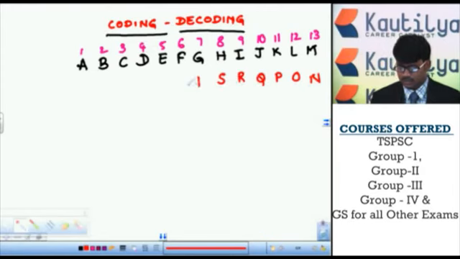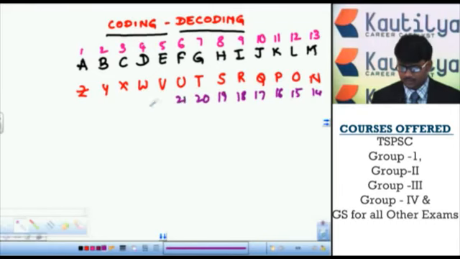Q, S, T, U, V, W, X, Y, Z. These are the second half of the alphabet, and we write them from right to left. Then we give the places for those letters: N for 14, O for 15, P for 16, Q for 17, R for 18, S for 19, T for 20, U for 21, V for 22, W for 23, X for 24, Y for 25, and Z for 26.